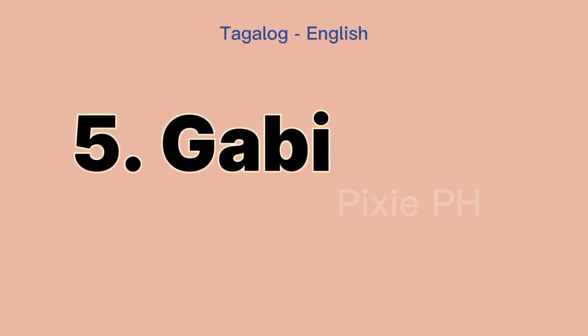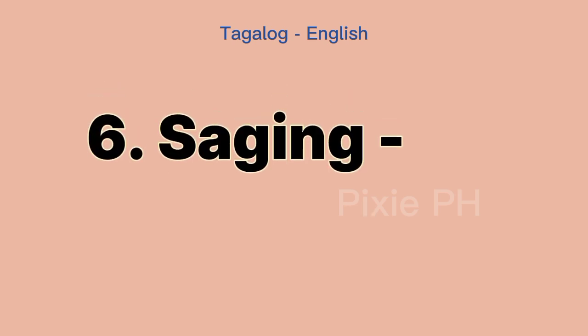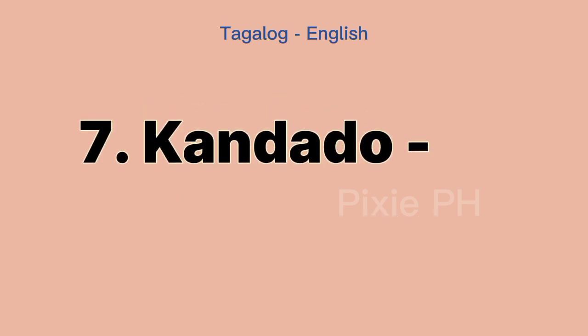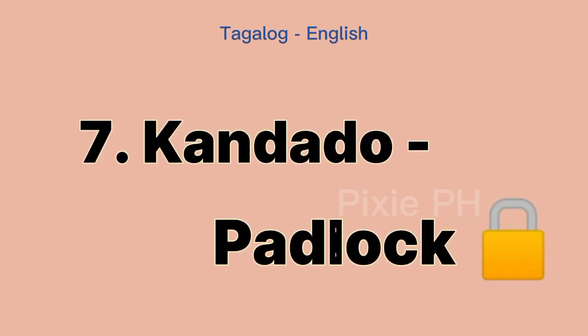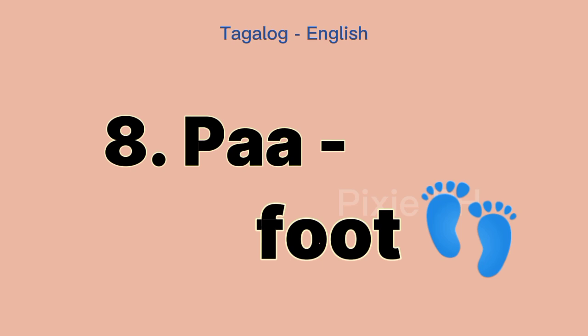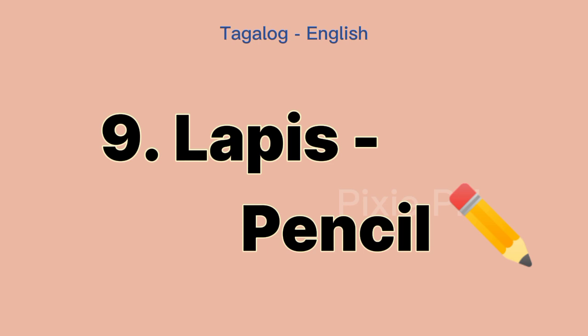Number 5, gabi, or night in English. Number 6, saging, or banana in English. Number 7, condado, or padlock in English. Number 8, paa, or foot in English. Number 9, lapis, or pencil in English.